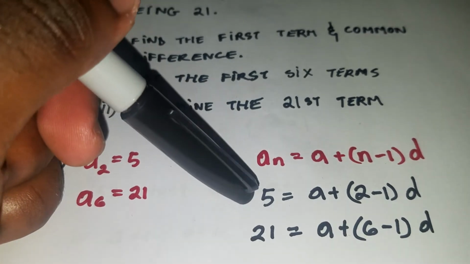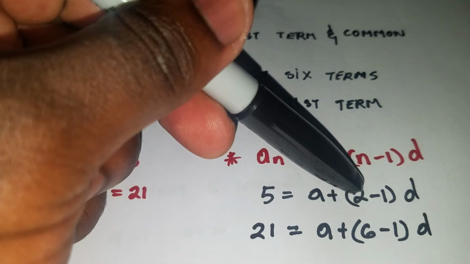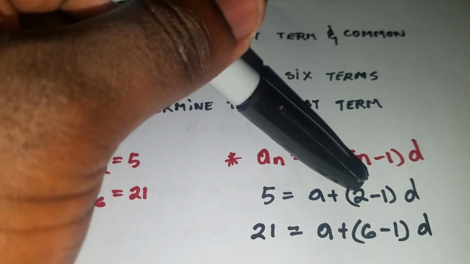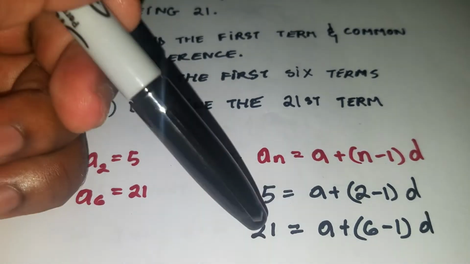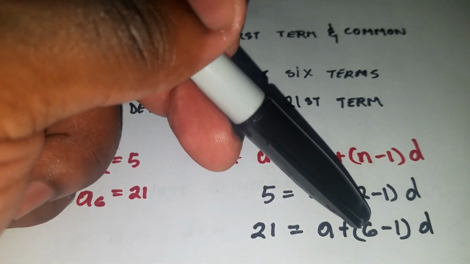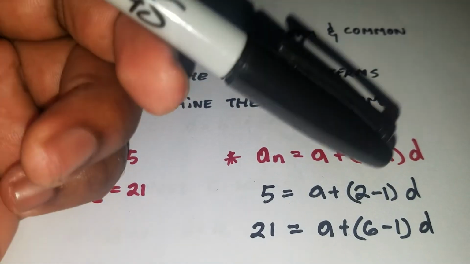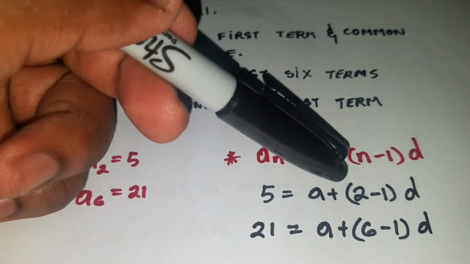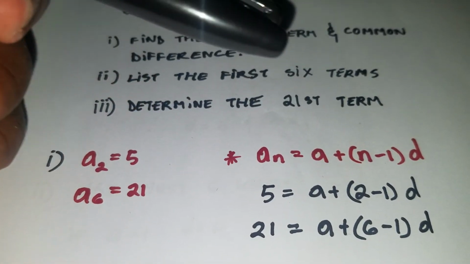Now, 5 is the second term. That would be equal to A plus 2, N would be 2 because we're dealing with the second term, minus 1 times D. And if the sixth term is 21, that would be equal to A plus 6 minus 1 times D. N would be 6 because 21 is the sixth term. When we simplify these two equations, 2 minus 1, we will have 1D. 6 minus 1, we will have 5D.